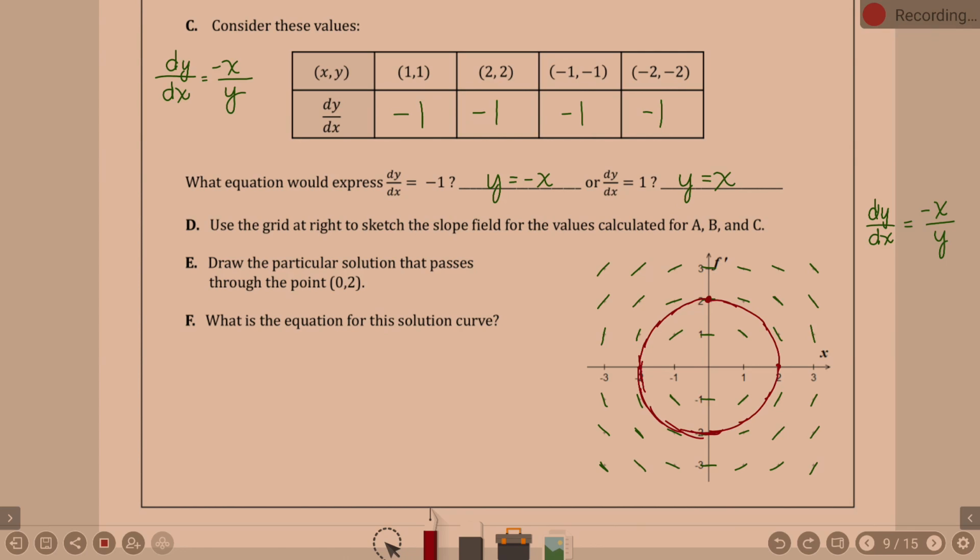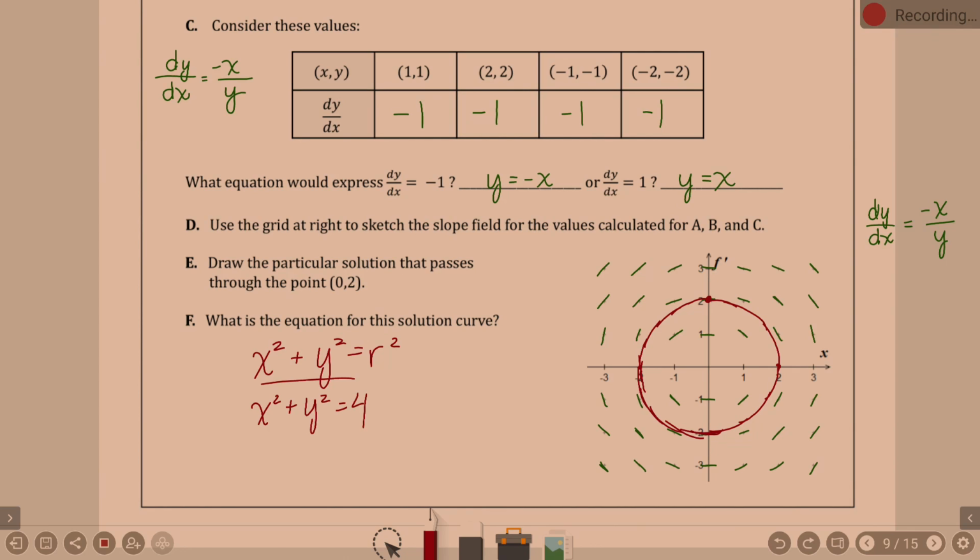Okay, what is the equation for this solution curve? Now, we can integrate, or you can tell me the equation for a circle with radius 2. I'm not asking about circumference. x squared plus y squared equals r squared is the equation for a circle that is centered at 0, 0. So we could say x squared plus y squared equals 4.